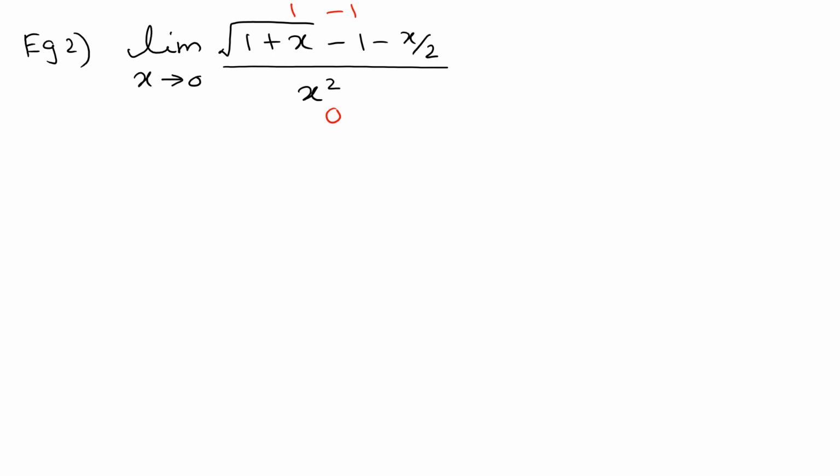So you get 0 over 0. So we can write it here, 0 over 0, just to make sure you check the condition. And then what we do, we take the derivative.